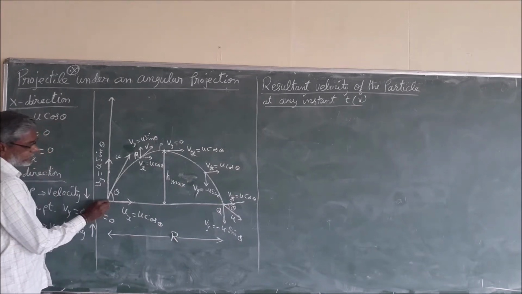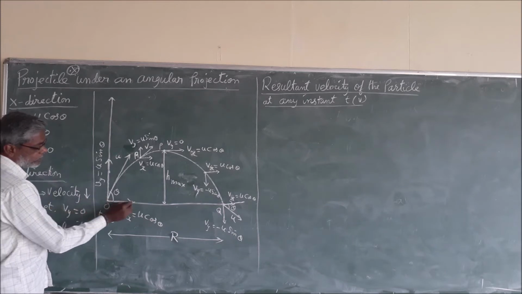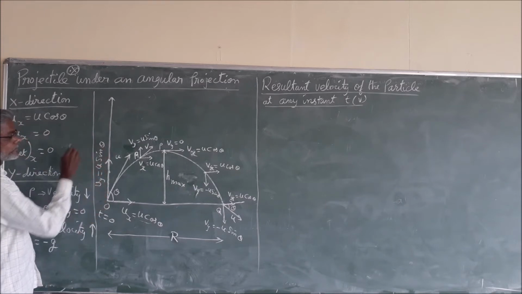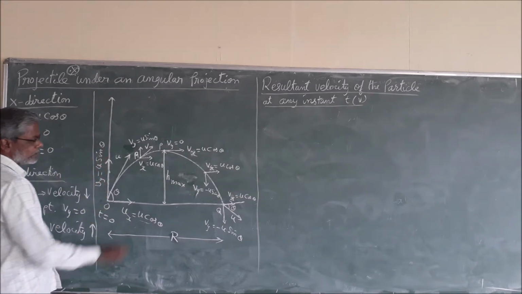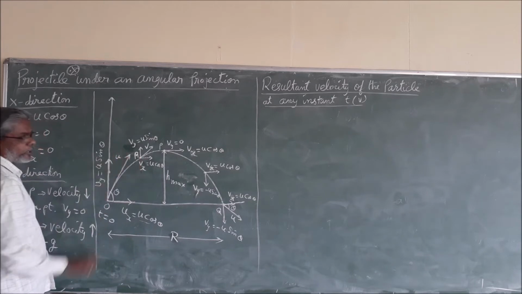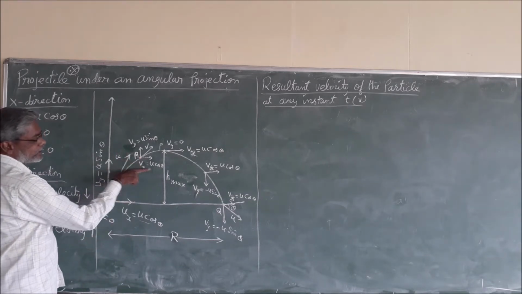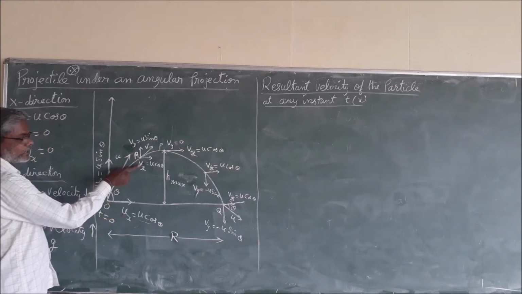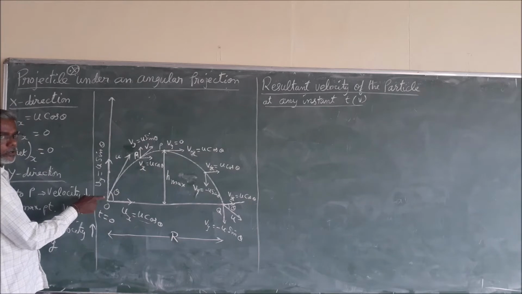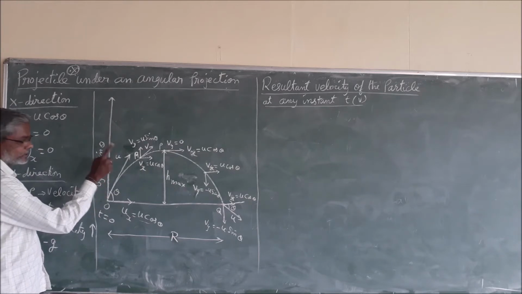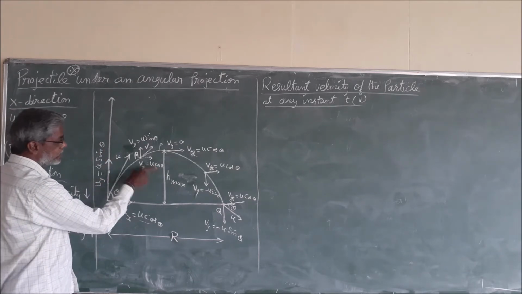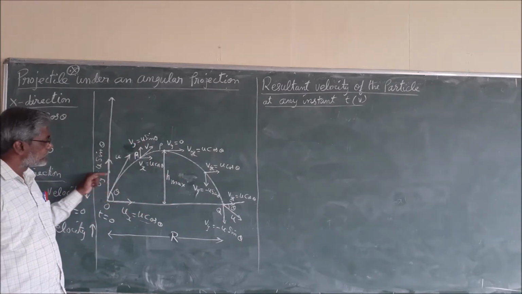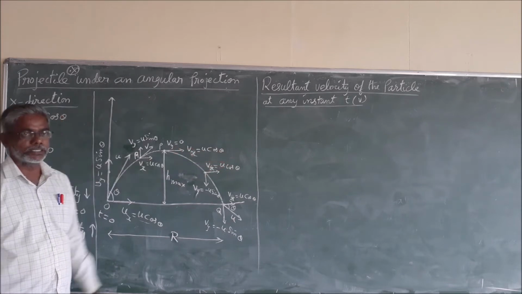Now, at this point O, there are 2 components. One is the horizontal component, u cos theta. The other one is the vertical component, u sin theta. So at a particular point A, there is a change in the velocity. Here it is ux, and here it will be vy, because as I already told, there will be a decrease in the velocity. So here vx will be equal to u cos theta. In this case, the horizontal velocity is constant.